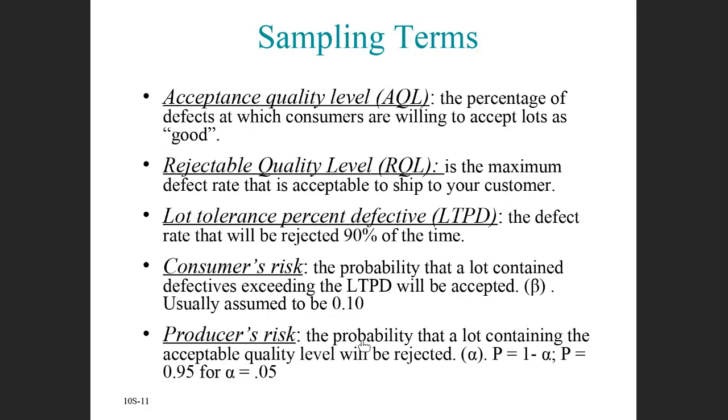So we consider that as the producer risk, and it is usually set as 0.05, which is 5%, or a 95% probability, which is referred to as P equals 1 minus alpha. If alpha is 5%, the probability of acceptance will be 95%. So you don't want to exceed 0.05 of the risk of rejecting a lot that has acceptable quality level.